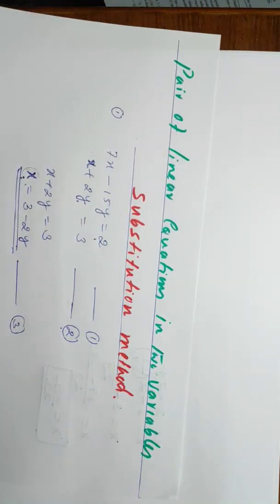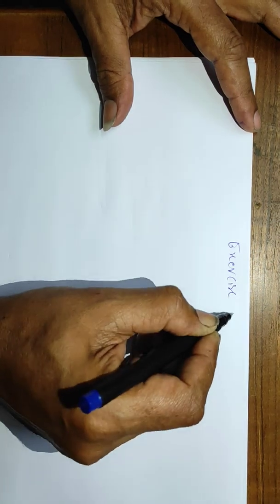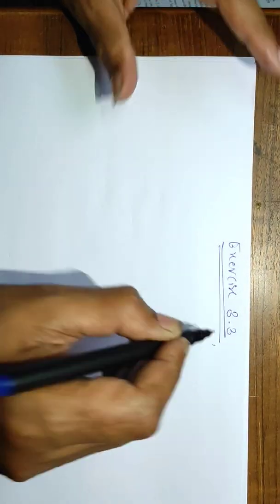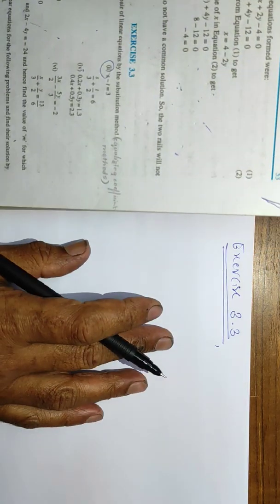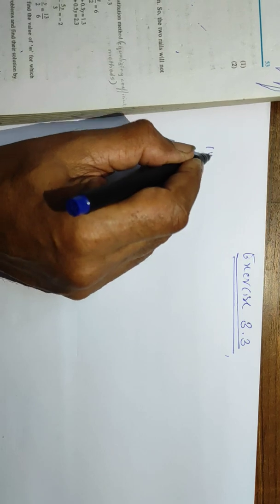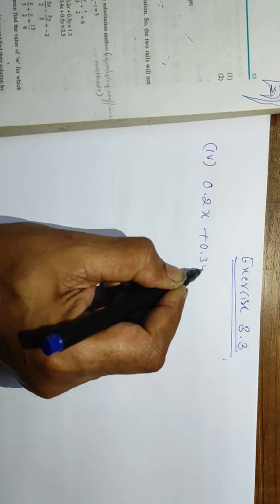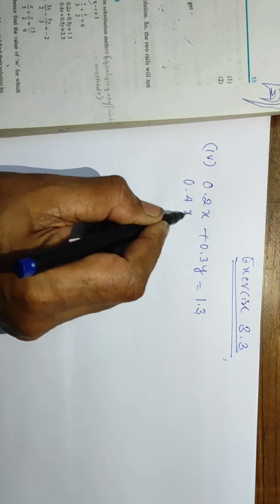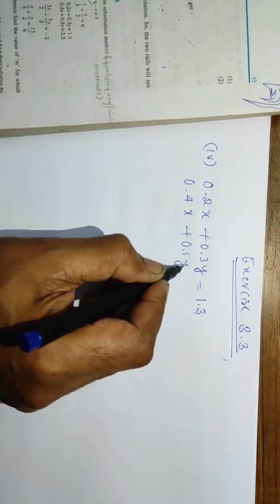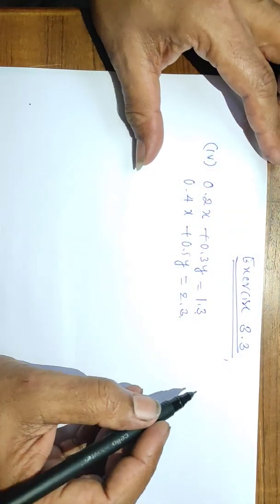Now let me do some problems in exercise 3.3. I'll take one problem, problem number 4. 0.2x plus 0.3y is equal to 1.3, and 0.4x plus 0.5y is equal to 2.3. We have two equations.